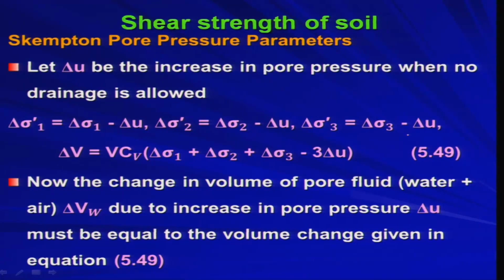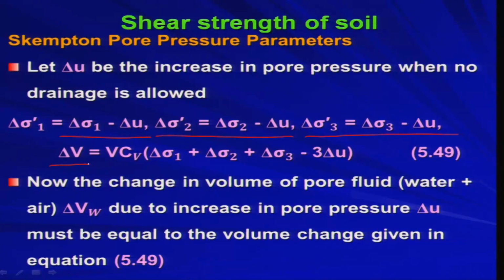Now let delta U be the increase in pore water pressure when no drainage is allowed. Okay. So, delta sigma 1 prime is equal to delta sigma 1 minus delta U, total stress minus pore water pressure. Similarly, I can express delta sigma 2 prime and delta sigma 3 prime. The total stress minus the pore water pressure which is getting developed is giving you the effective stress.